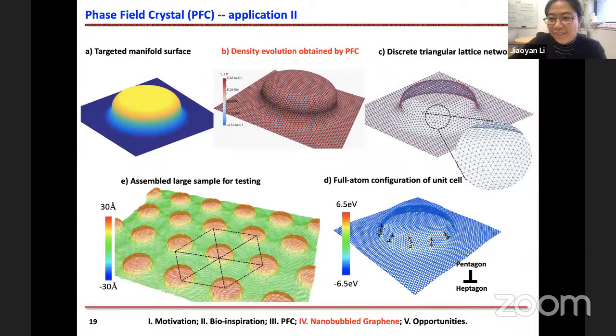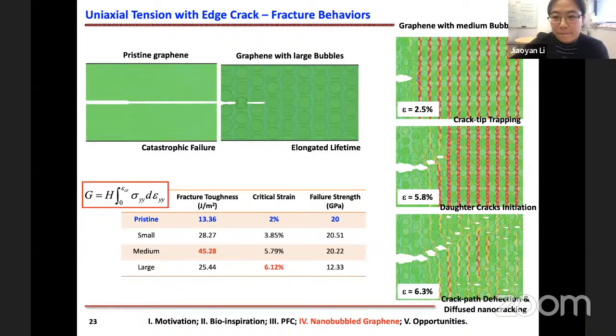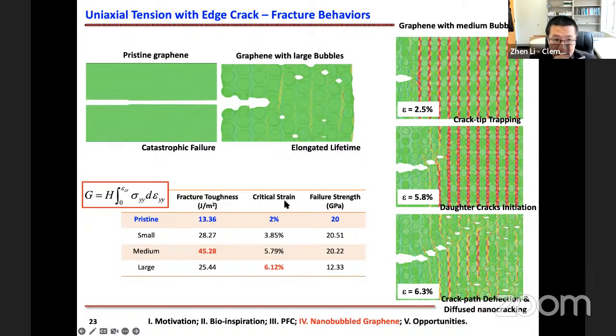So can we go to slide 23? Yes, 23. For the second simulation, you use the graphene with large bubbles. I see all four boundaries shrink to the middle. So I'm wondering what boundary condition you are using for this simulation?